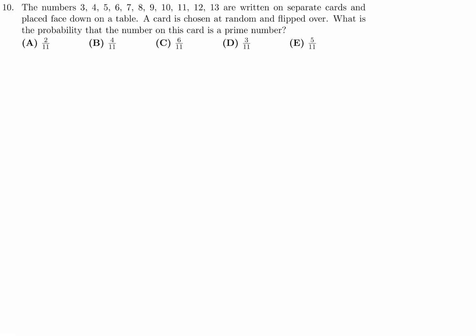The numbers 3, 4, 5, 6, 7, 8, 9, 10, up to 13 are written on separate cards and placed face down on a table. A card is chosen at random and flipped over. What is the probability that the number on this card is a prime number?